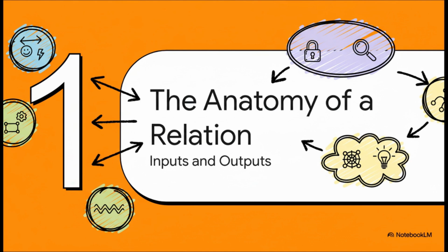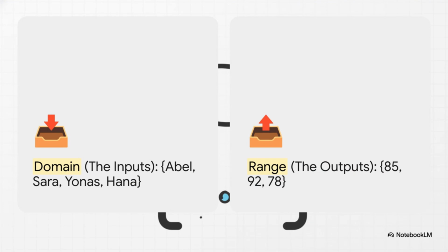Because every single relation has a set of inputs and a matching set of outputs. And these parts have names. We call them the domain and the range. The domain is just a fancy word for all the first things in our pairs, the inputs. So in our example, it's the list of students, Abel, Sarah, Jonas, and Hannah. And the range? Well, that's the set of all the second things, the outputs, or the test scores. So that's 85, 92, and 78.